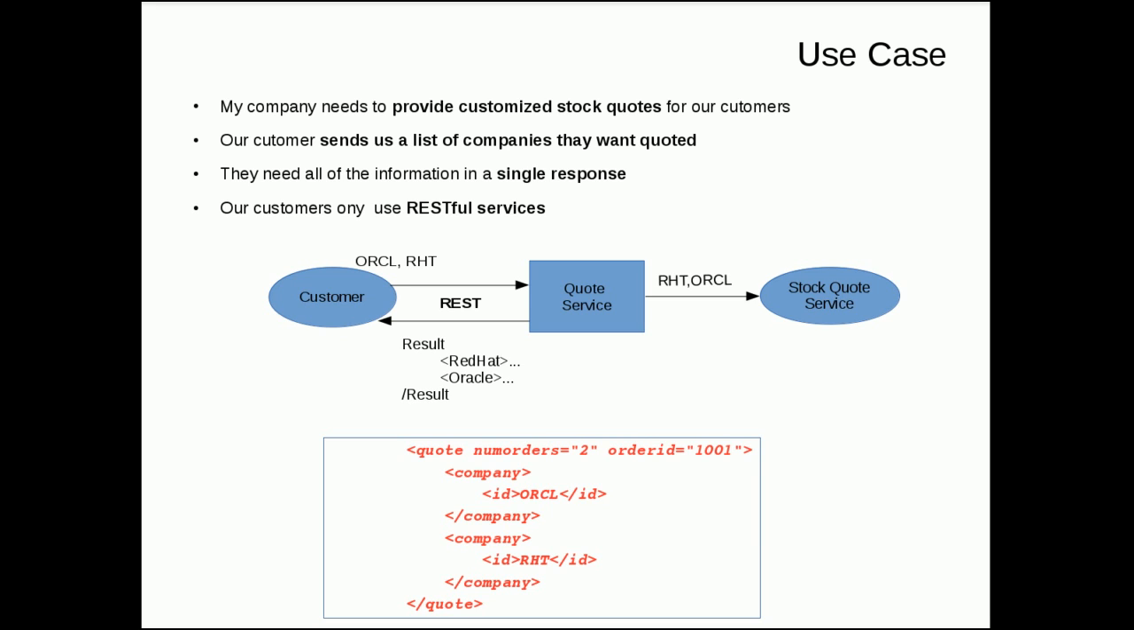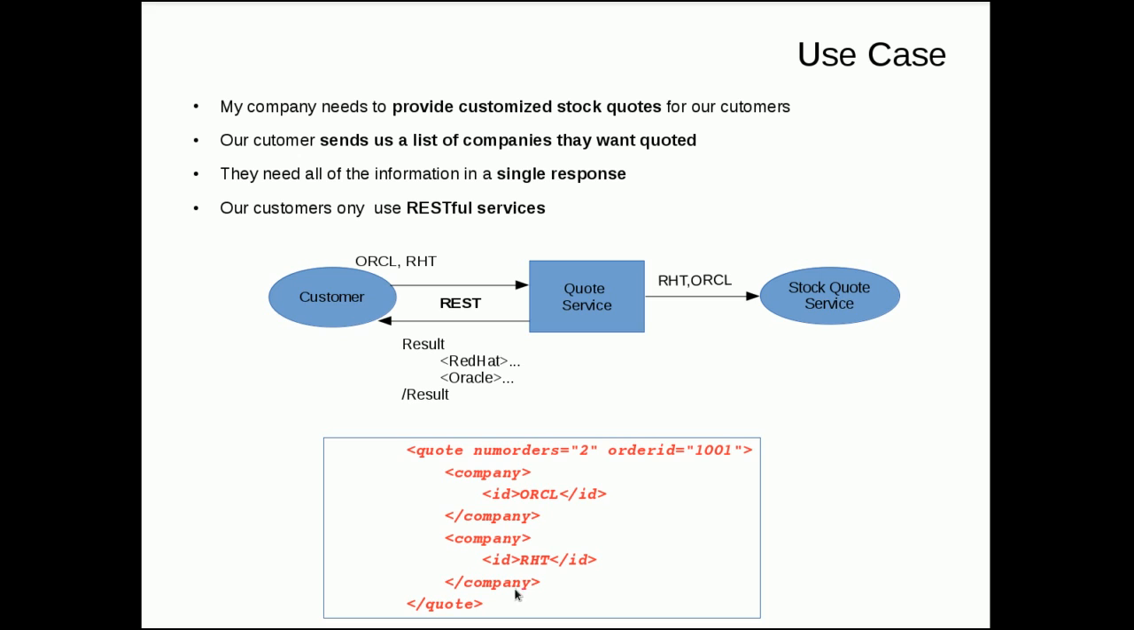Let me look at the use case of what we're going to demonstrate. It's a pretty simple use case itself, but the actual integration logic and the complexity of the logic isn't that simple. So what do I want to do? I've got a company that needs to provide some customized stock quotes to customers. Now, the customer will send us a list of companies which they want quoted. We want to then take that list of companies and individually send out a request to get the full stock information for each of those companies. And then when we come back, we collect all of those individual calls and we aggregate those and send them back as a single result back to the customer.